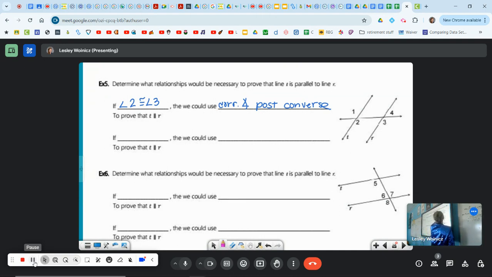Okay, so if the measure of angle 1 plus the measure of angle 4 is 180 degrees, then we could use the, what are these two? They're on the same side. Yes, we could use the same side exterior angles theorem converse. Yes. Okay, the question was, why did we put converse?